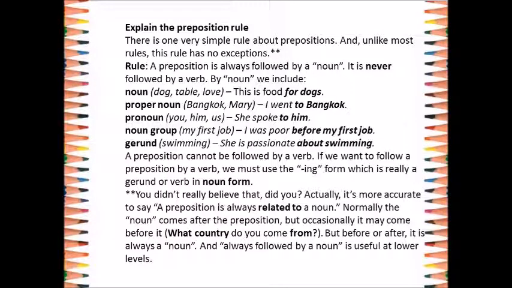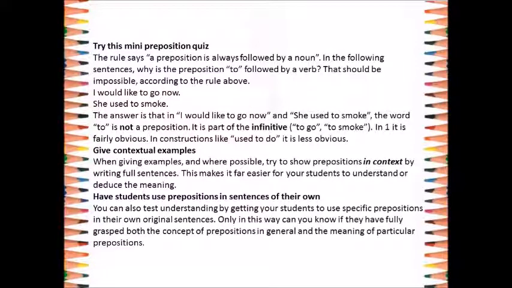With a rule, a preposition is always followed by a noun. It's never followed by a verb. Noun will be included. Noun, dog, table, love, proper noun. We walk after we eat breakfast. Take down the clause first: subject, and then predicate. The clause divides into subject and predicate, and then adjunct preposition phrase, and then head and complement.